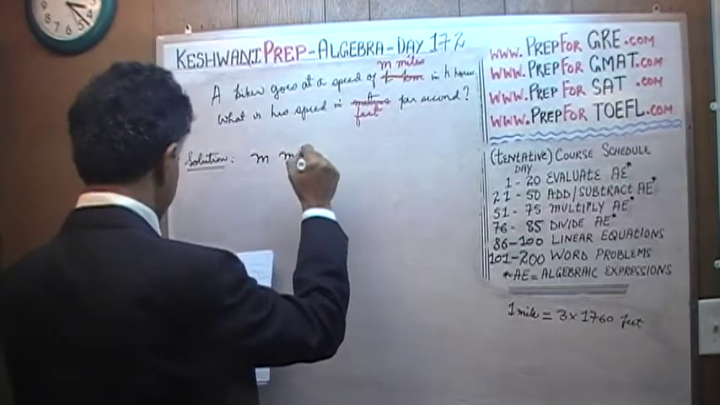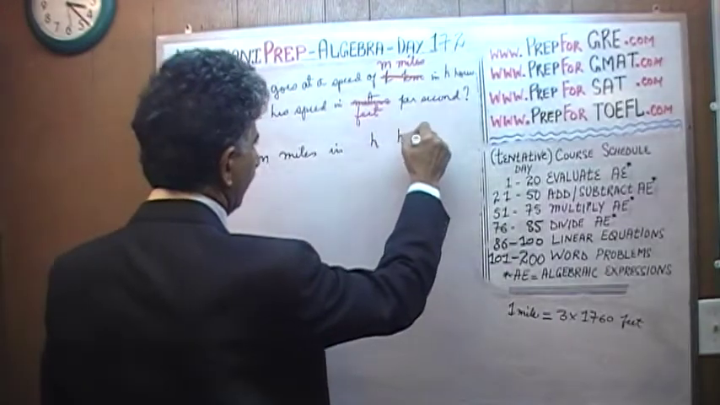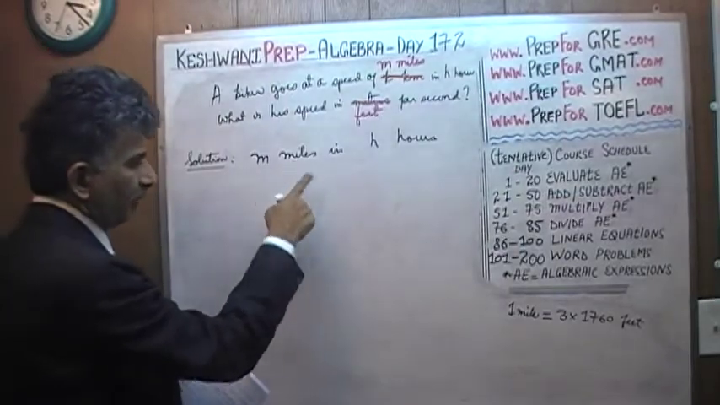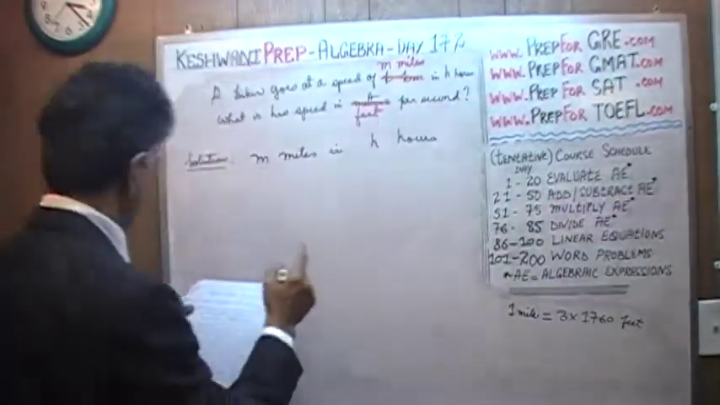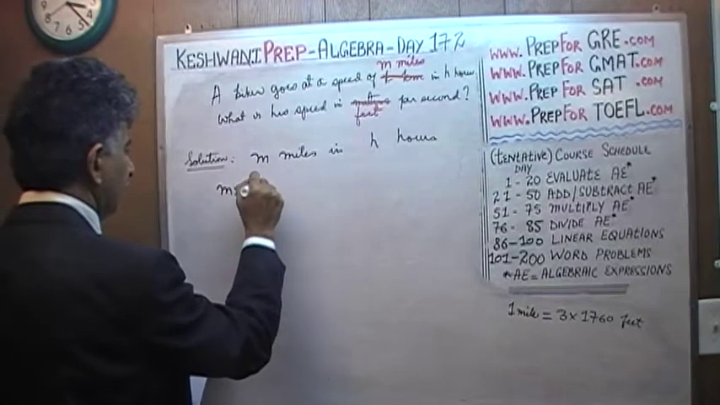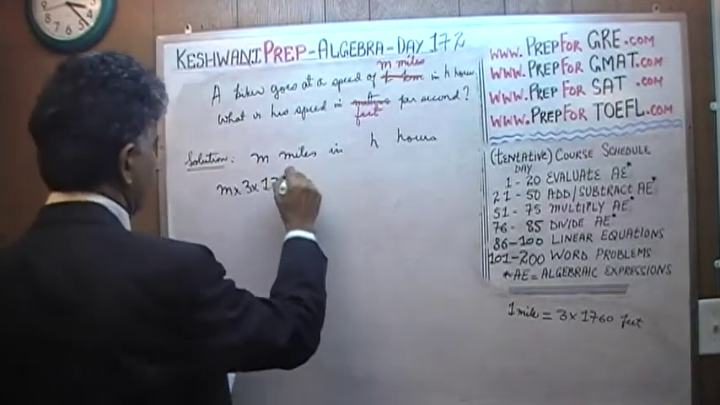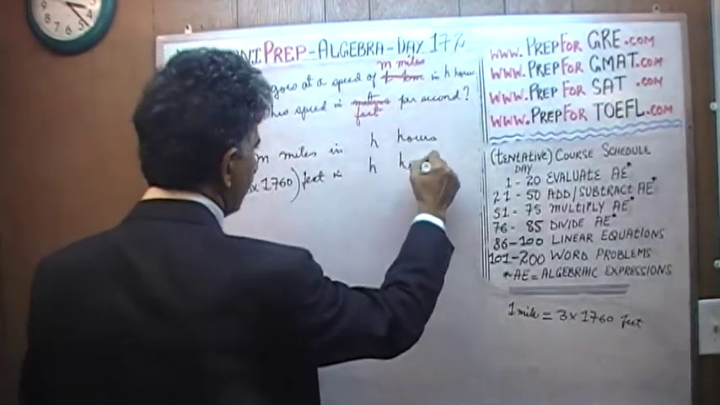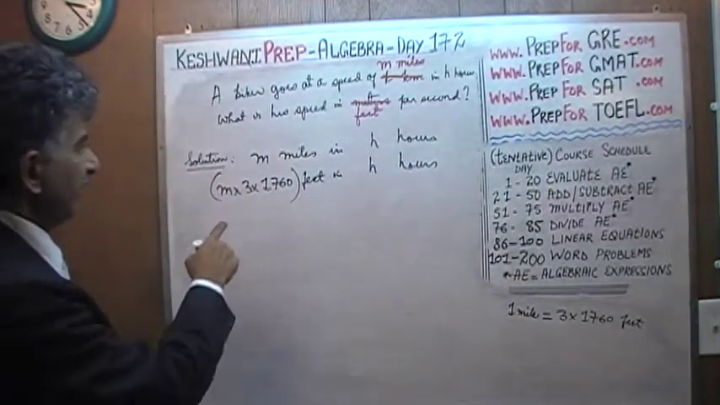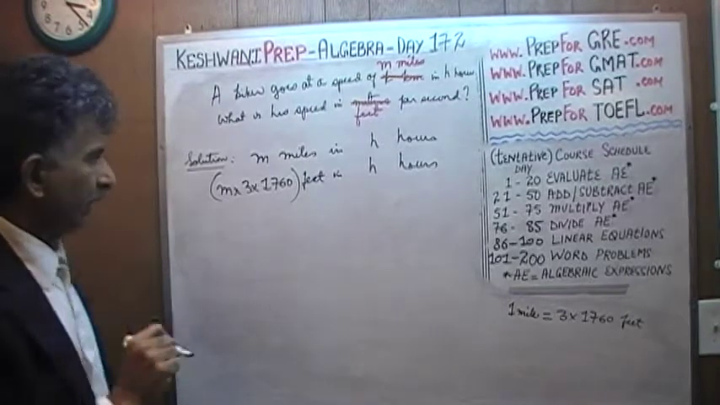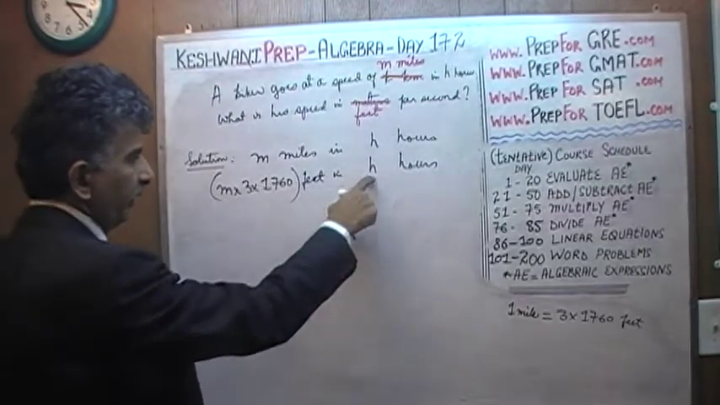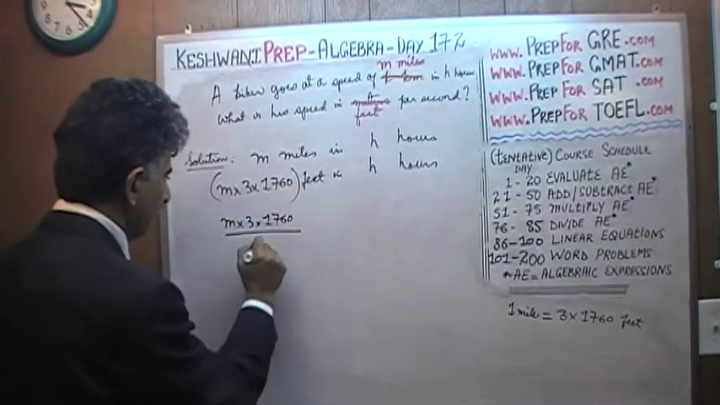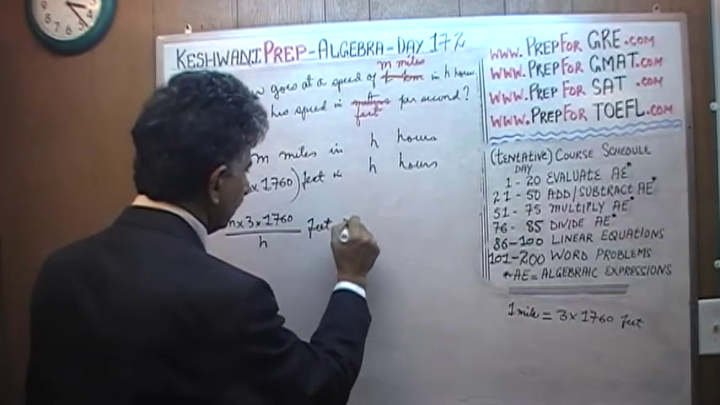M miles in h hours, and 1 mile equals this many feet, so it's m times 3 times 1760 feet in h hours. If this is how many feet we travel in h hours, then in 1 hour we should travel this amount of feet divided by h. M times 3 times 1760 over h feet in 1 hour.